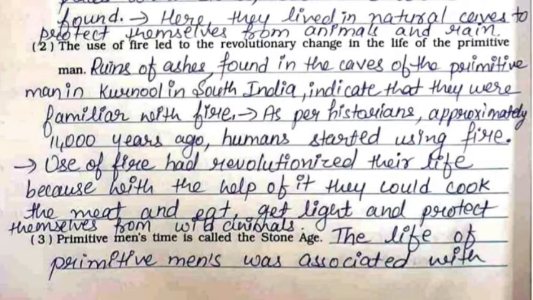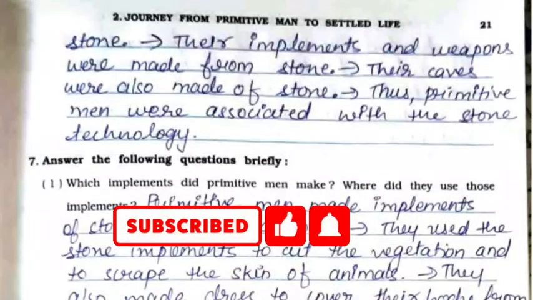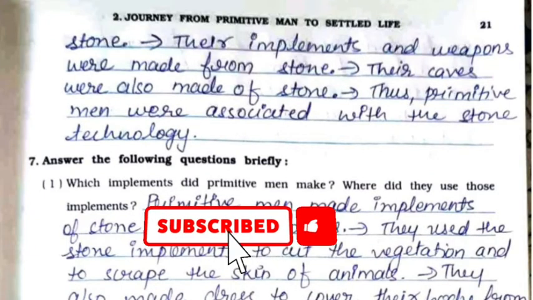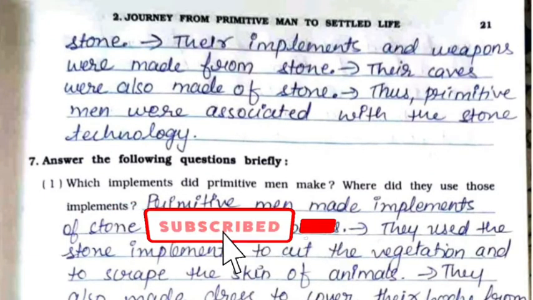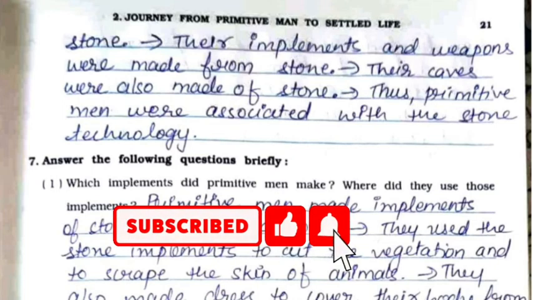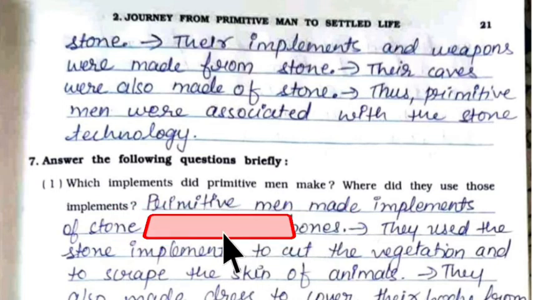Third one, primitive man's time is called the Stone Age. The life of primitive man was associated with stone. Their implements and weapons were made from stone. Their caves were also made of stone. Thus, primitive men were associated with the stone technology.